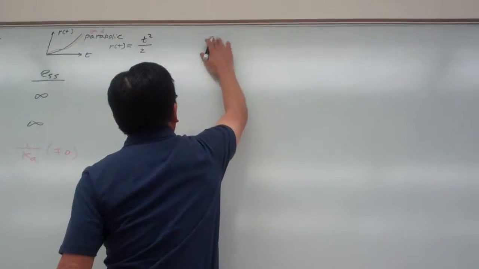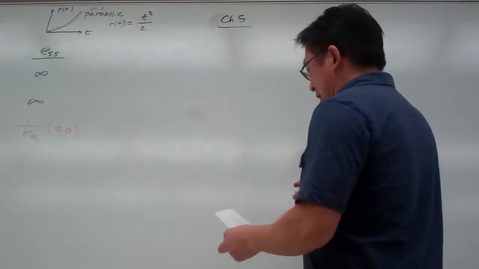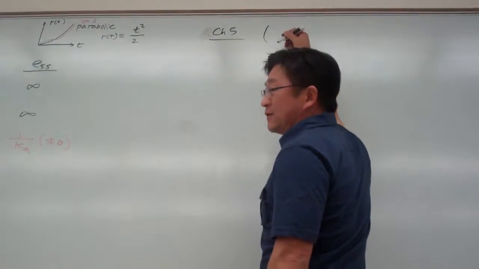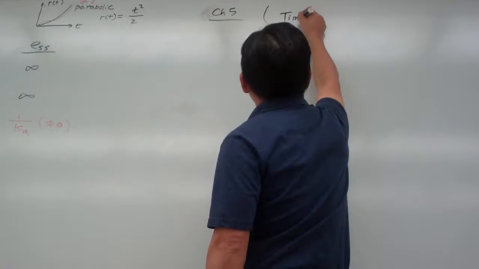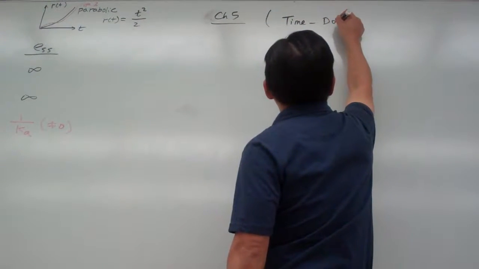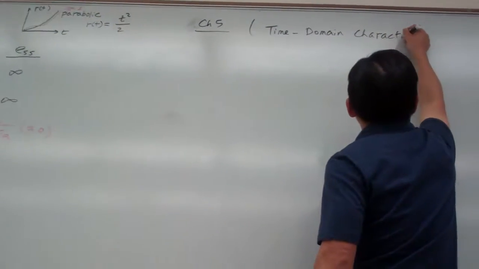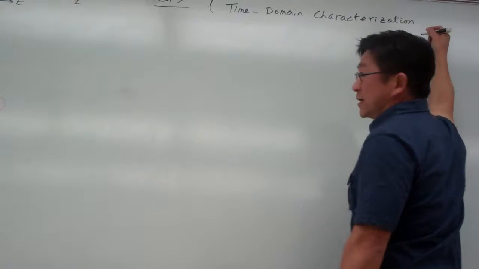So that's chapter 5. I believe the textbook has a different title, but basically that is just regarding the time domain. Categorizations of control systems.